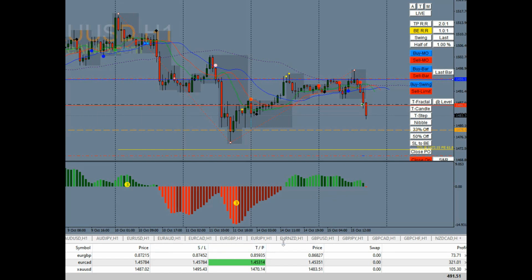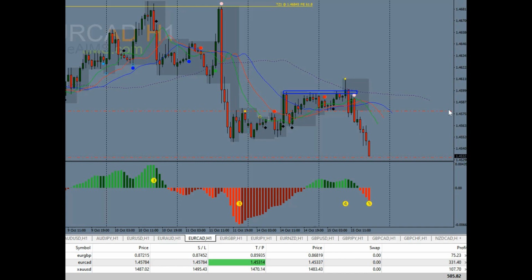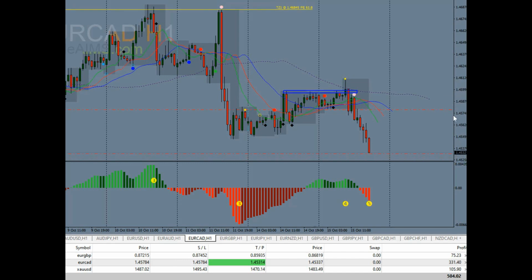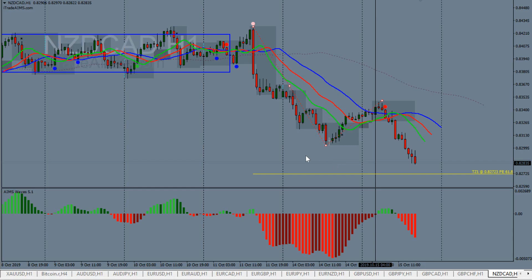So let's go back to the EURCAD chart. It's probably hitting it. There we go. I think it's going to go live. It's going to hit that, and we will bank those profits. And that's what it is.